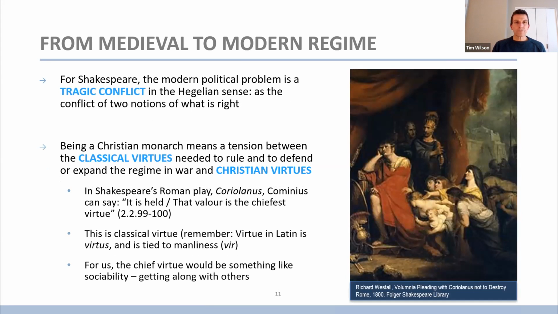So for Shakespeare, the modern political problem is a tragic conflict in the Hegelian sense, as the conflict between two notions of what is right. Okay, so for Hegel, that was the essence of tragedy. Two notions of what is right, and they both have their equal claim. It's not as though one is wrong. Both are equally right. So the play that he cites there is Antigone.